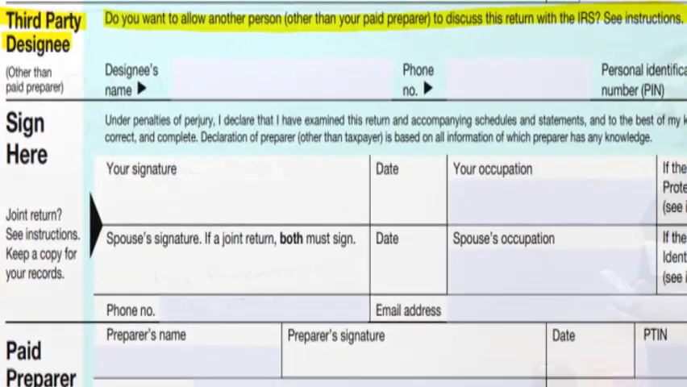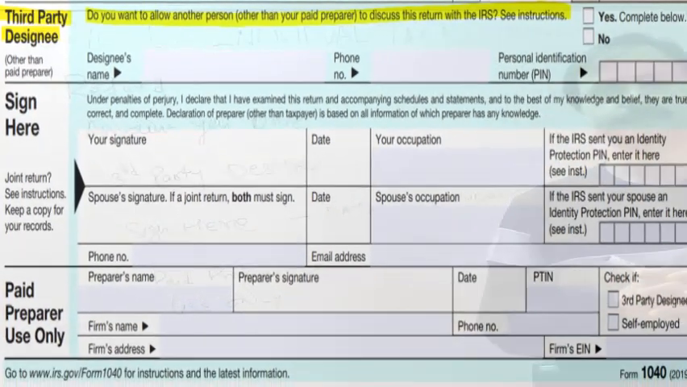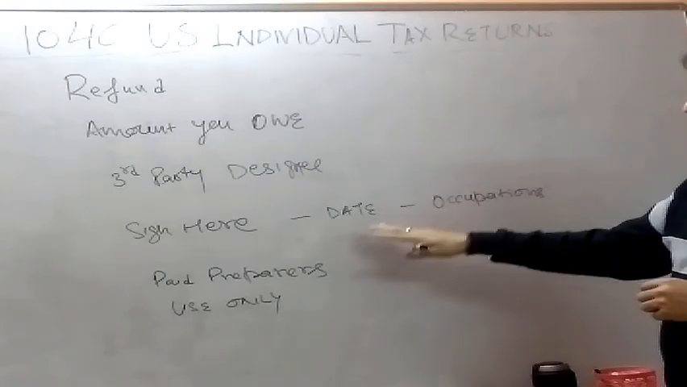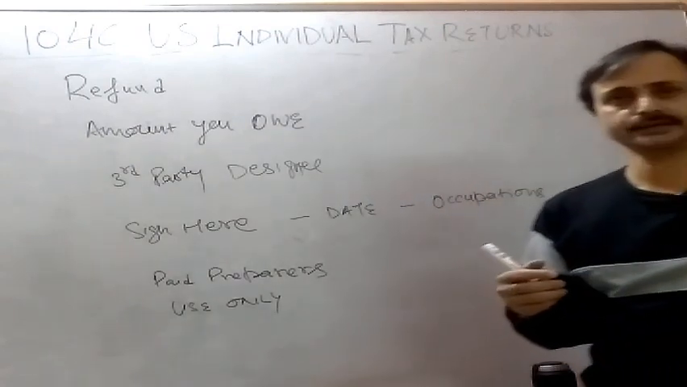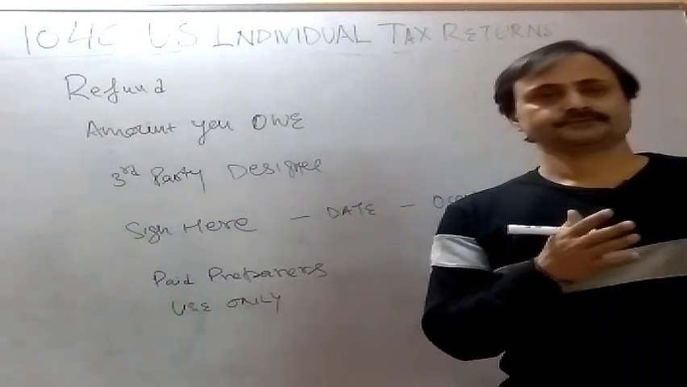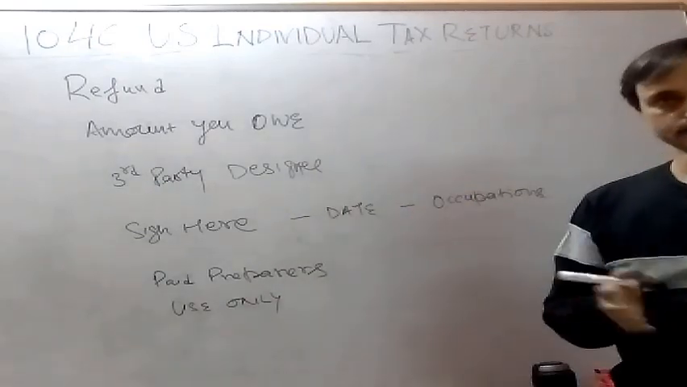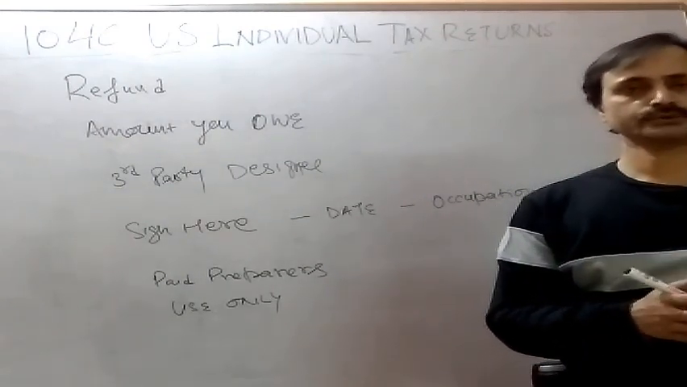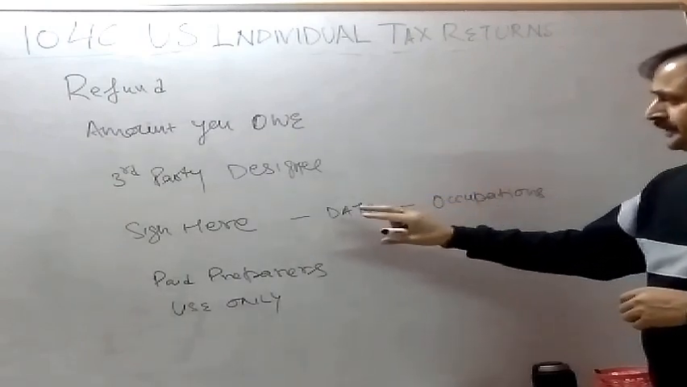Now, third party designated. If there is any third party designated, their name and their information could be written here. Third party designated is when someone has prepared the return, or if they received a notice, especially for an amount due, and someone else wants to reply or respond or pay those taxes, that information could be written here.